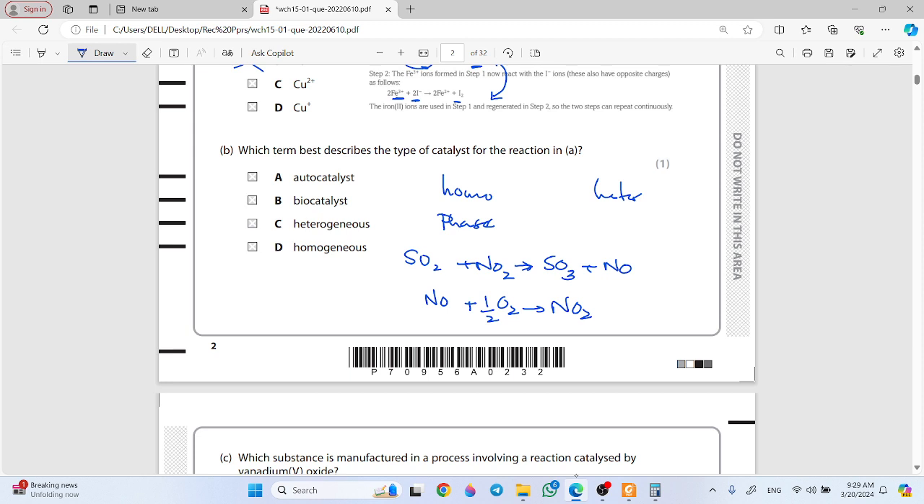Heterogeneous catalysts have a different phase, like iron catalyst in the Haber process, then vanadium V2O5 in the contact process. Those are the catalysts we can use, right? So keep it in mind. So here, all of them are in aqueous medium. So Fe3+ and Fe2+, even they are in aqueous medium. So we can accept it as what? Homogeneous catalyst, right? Okay.